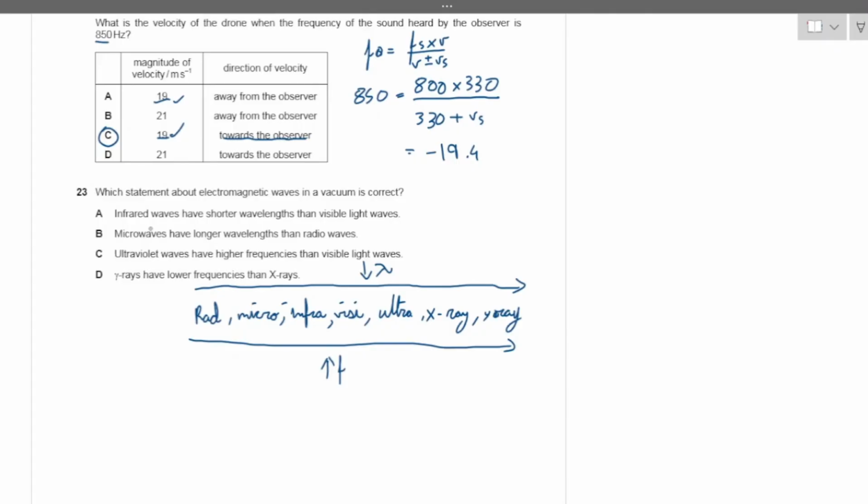Infrared waves have shorter wavelengths than visible light. No, because the infrared waves are behind visible light, they must have a higher wavelength. So option A is wrong. Option B, microwaves have longer wavelengths than radio waves. Let's see. Microwaves have longer wavelengths. No, they're in front of the radio waves. Therefore, they'll have lesser. C, ultraviolet waves have higher frequency than visible light waves. Ultraviolet is above visible light, its wavelength will be lesser, frequency would be more. Yes. Option C is therefore correct.